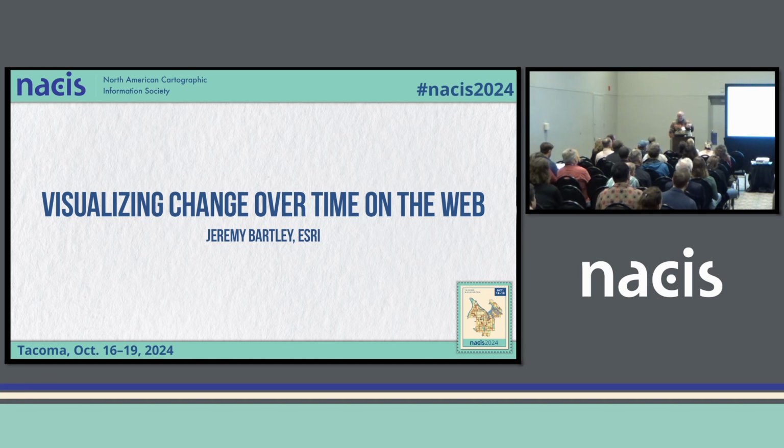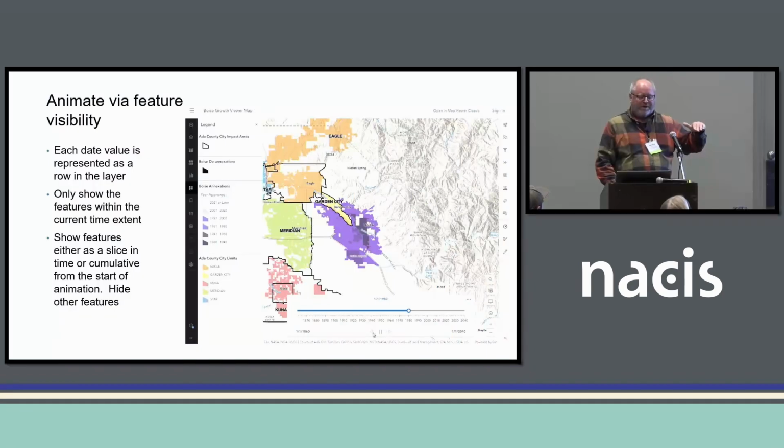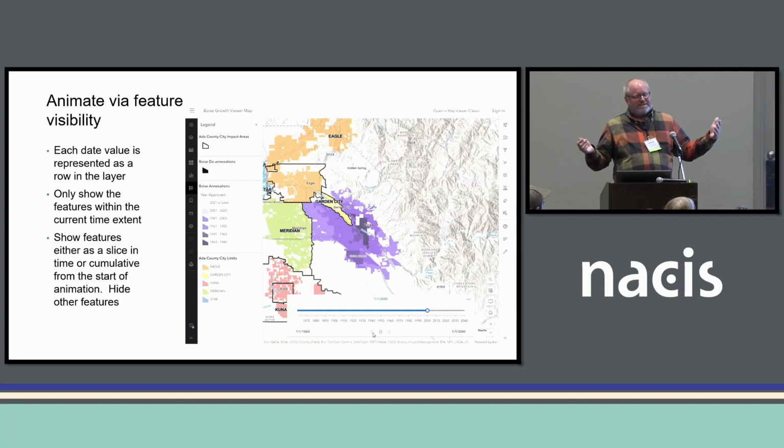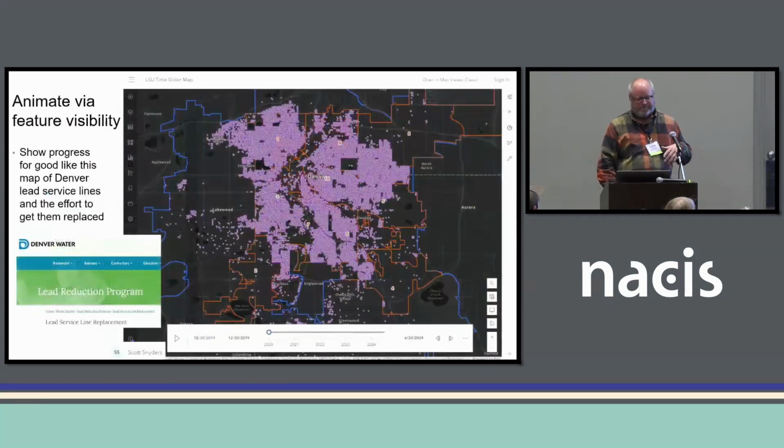Then for the bulk of this talk, we're going to focus on animating feature data. So, animating via feature visibility. Each date value is represented as a row in your feature layer table, and you're only showing features within that time extent. This example here in Boise is going every 2 decades of how the city has grown over time. And you can show features either as a slice in time or cumulative, like this one does.